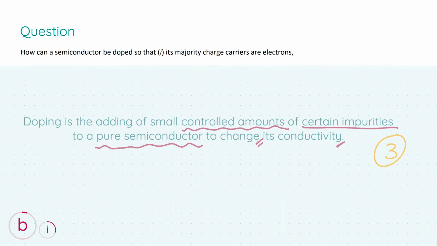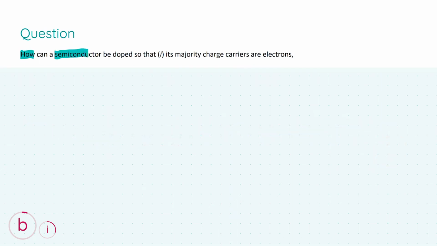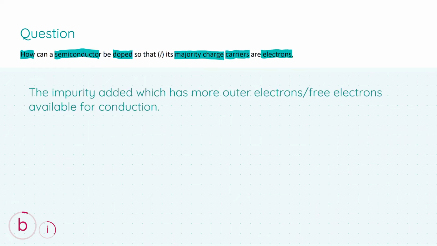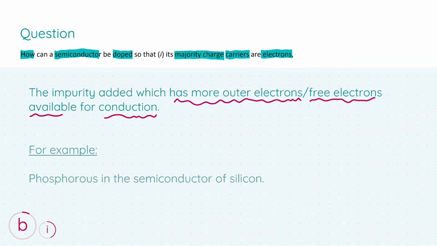And next we are asked, how can a semiconductor be doped so that its majority charge carriers are indeed electrons? So this impurity that we were talking about in the previous question, which is added to the semiconductor, must have more outer electrons or more free electrons available for conduction. If we have more outer electrons in this impurity, and if we add enough in controlled amounts, as a whole the material will have the majority charge carriers as electrons. For example, silicon is a pure semiconductor material. If we want to dope it so that the majority charge carriers are indeed electrons, we're going to add phosphorus.